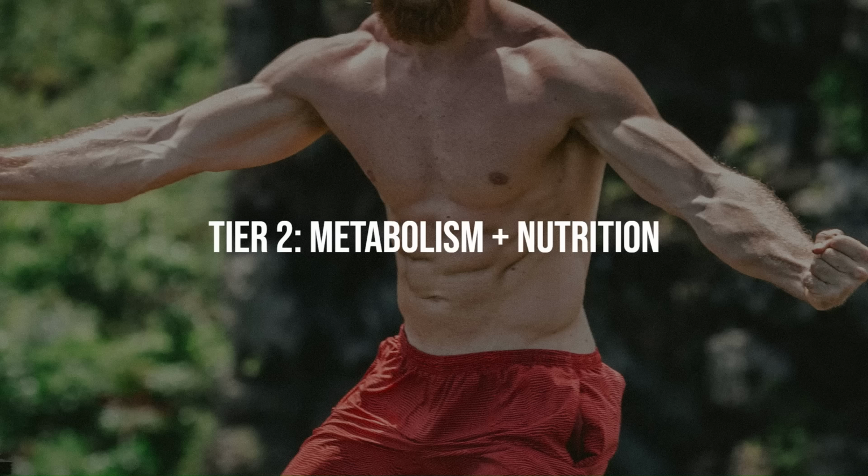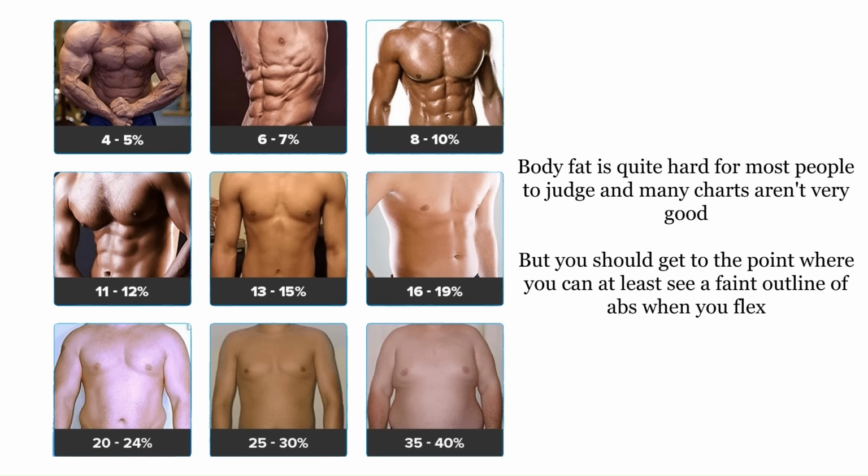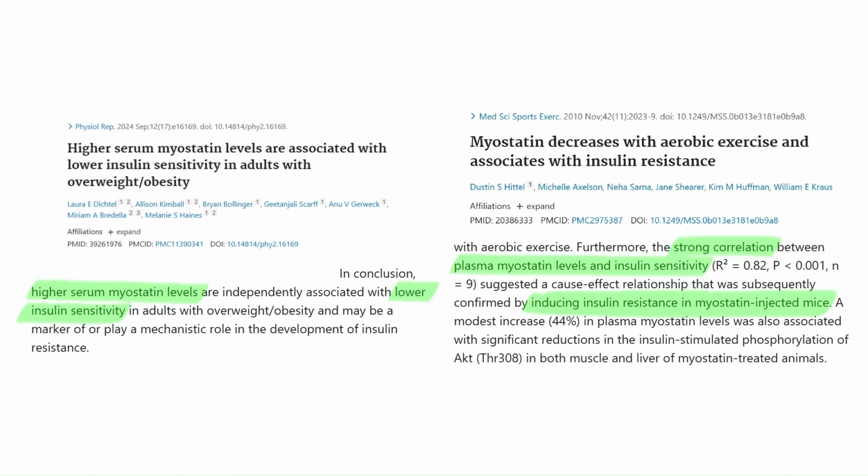Second tier is metabolic health and nutrition. So get your body fat down to a healthy range, below 20%, down to 15 or so is good. Being very fat and having insulin resistance are both associated with higher myostatin, which is going to suppress muscle growth.